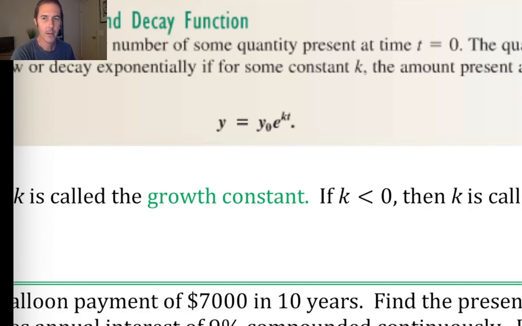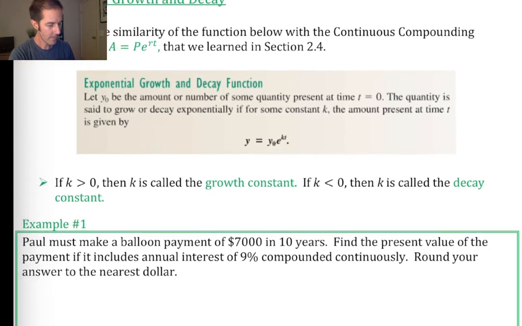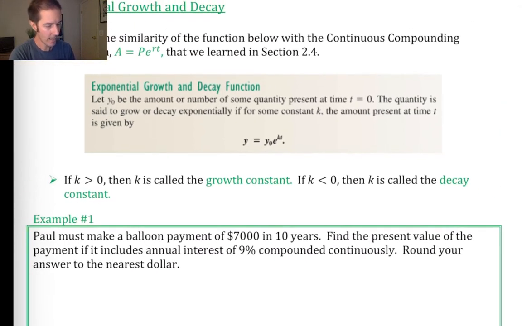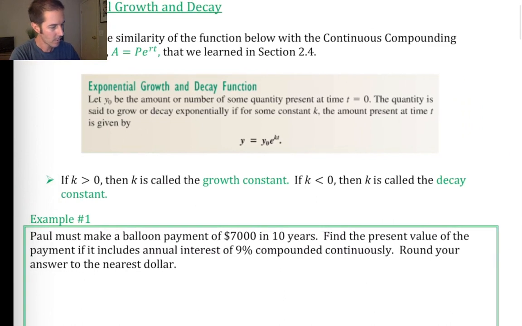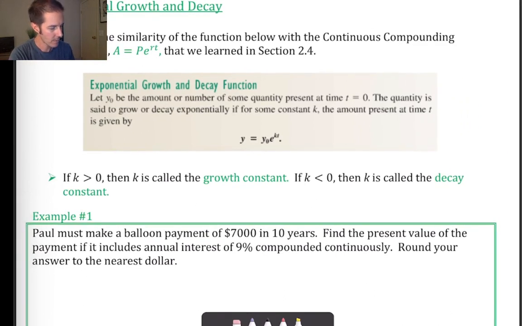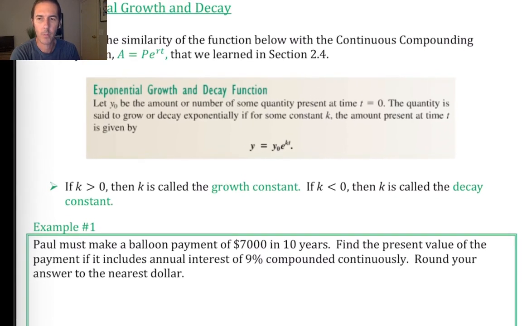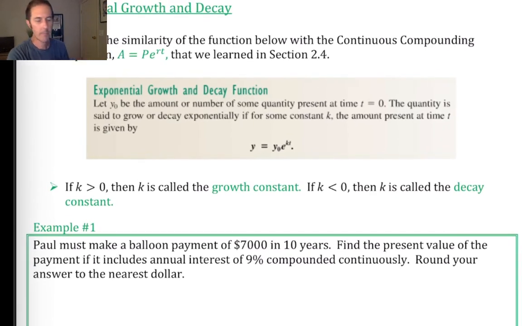And K is frequently thought of as an interest rate, or a rate of growth, or a rate of decay. And that's exactly what it is here. Your K value, if it's greater than 0, is a growth constant, and if K is less than 0, it's a decay constant or a rate of decay. And we're going to look at more than a couple of word problems. Let's see what we've got.